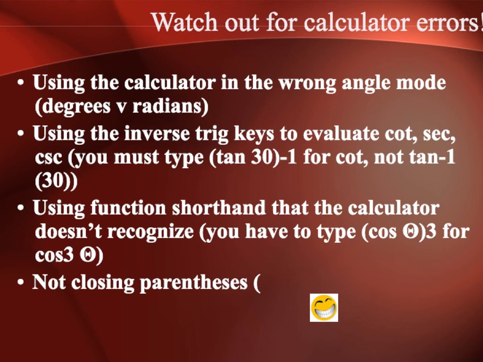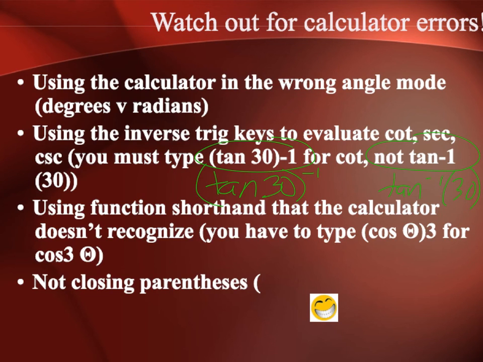Last slide, just some quick hints on calculator errors. Biggest one is watching your mode. If you're doing calculations with degrees, make sure you have it in degrees. Radians, of course, you need radians. The next one, these didn't come out quite correctly here. This should actually say tangent of 30 to the negative 1 power. This one should be tangent negative 1 power to 30.